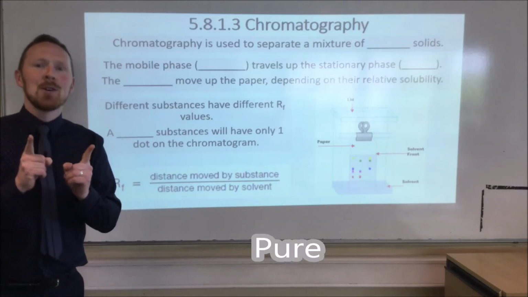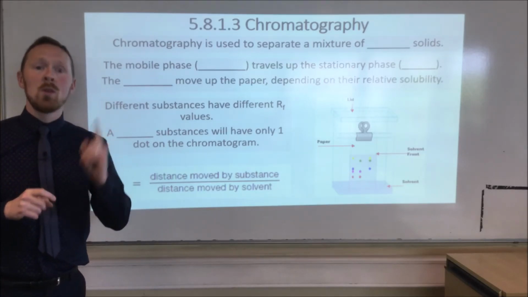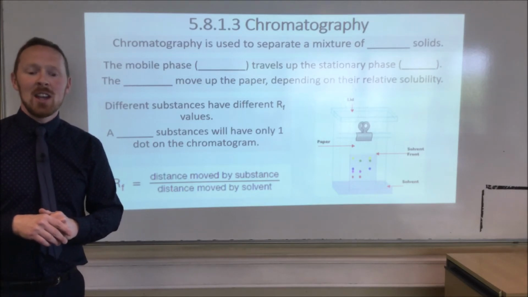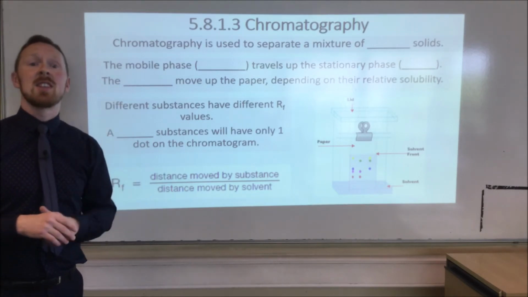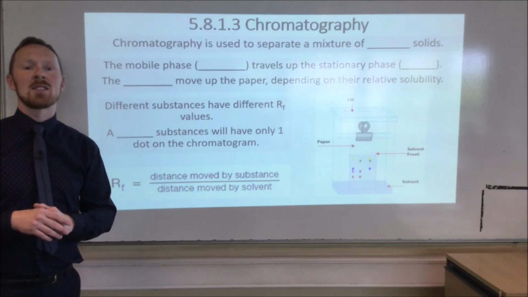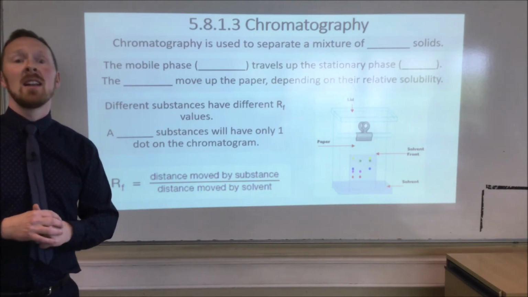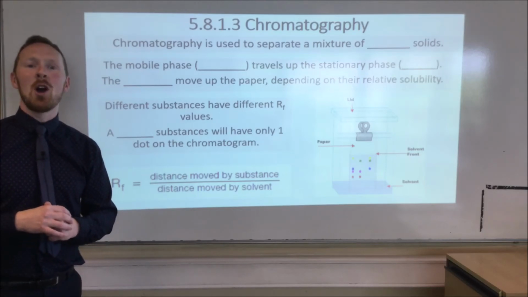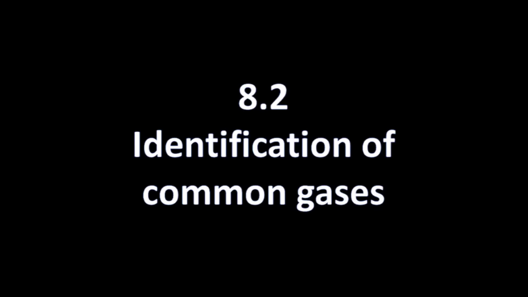But remember, a pure substance will only have one dot on the chromatogram. To calculate the Rf value, you do the distance moved by the substance divided by the distance moved by the solvent. And the answer is always less than 1. You did a required practical on this. Make sure you know it before you move on.